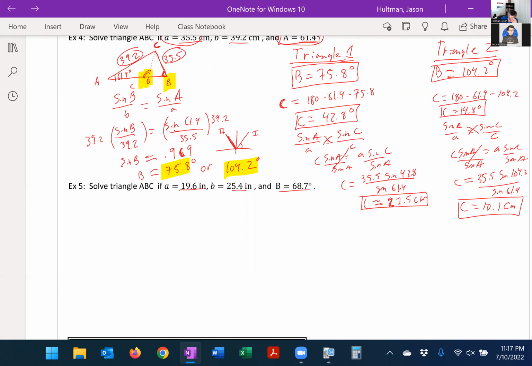So again, we're going to set this up. Let's look at what we got here. This is A, and they give us, actually, let's call this angle B. We'll just reorient the triangle. Angle B is opposite side B, and they're saying side B is 25.4 and the angle is 68.7. Angle A is going to be here, and that's going to be opposite 19.6. And then angle C will be there, and that's opposite side C.